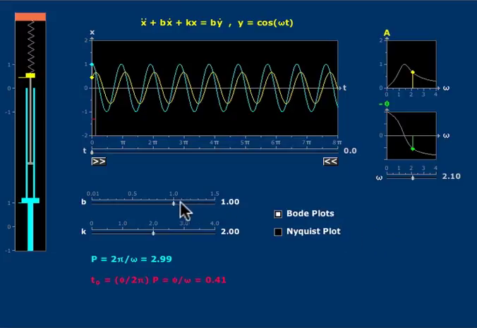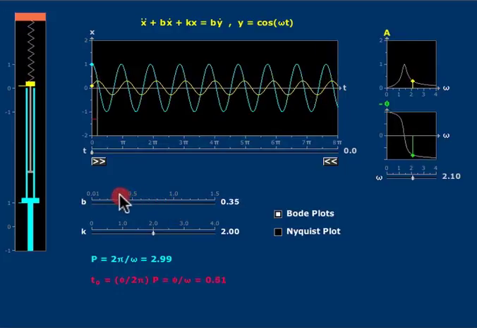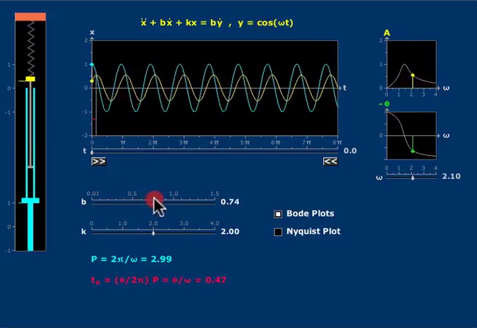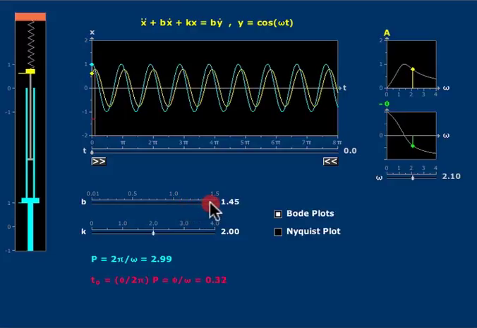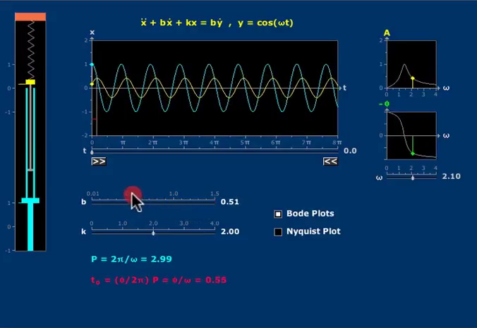First of all, let's watch what happens if I change the value of the damping constant B. I'm going to watch the Bode plot over here, the amplitude Bode plot. Well, it changes, but one thing that doesn't change is the position of the resonant peak there. In other words, the resonant frequency seems to be independent of the value of B, of the damping constant.